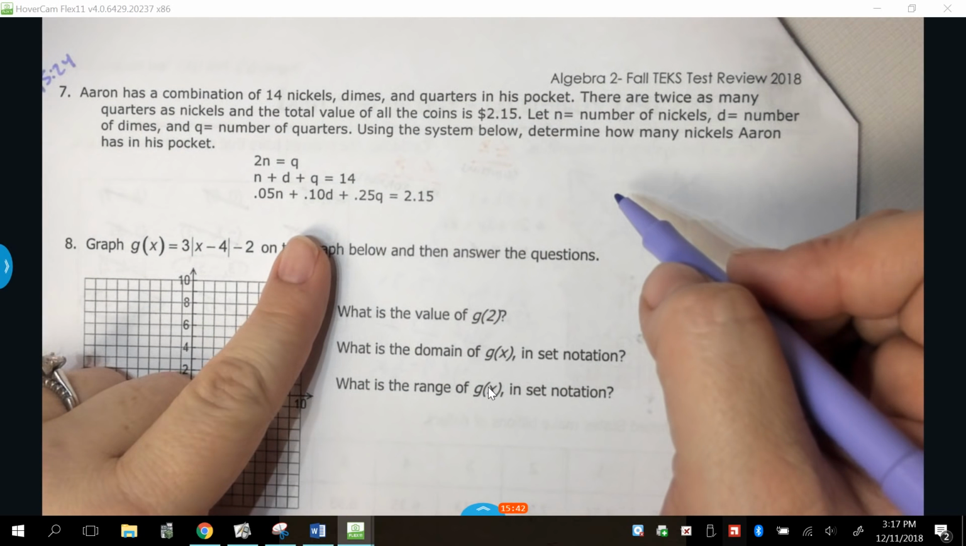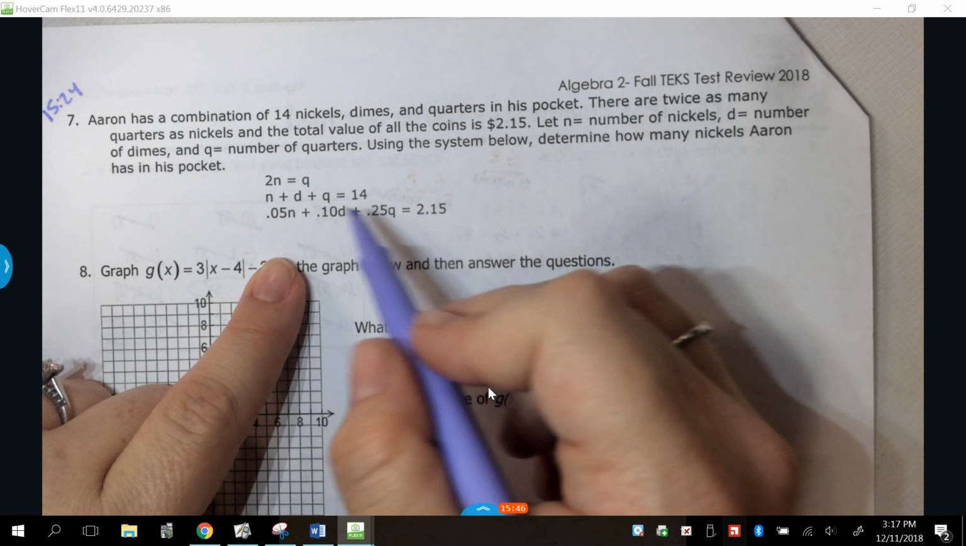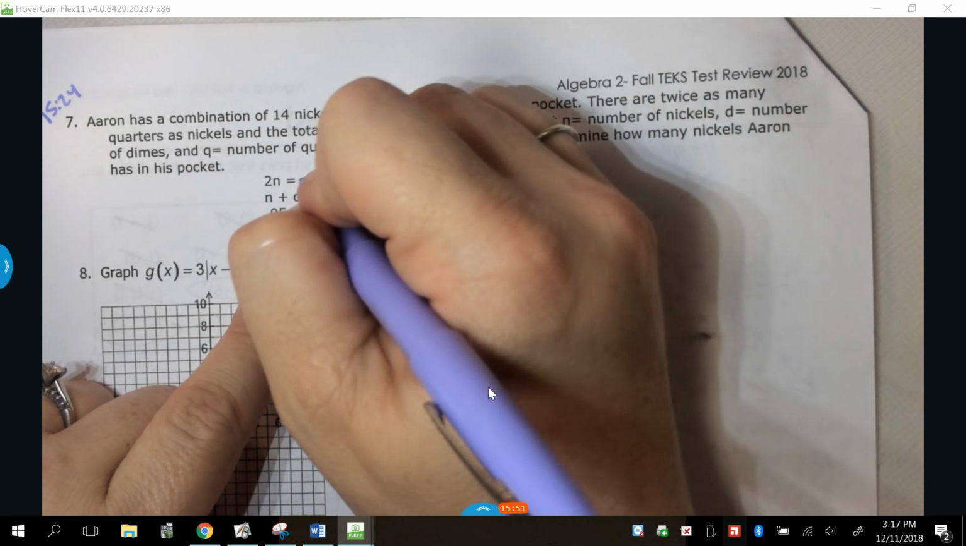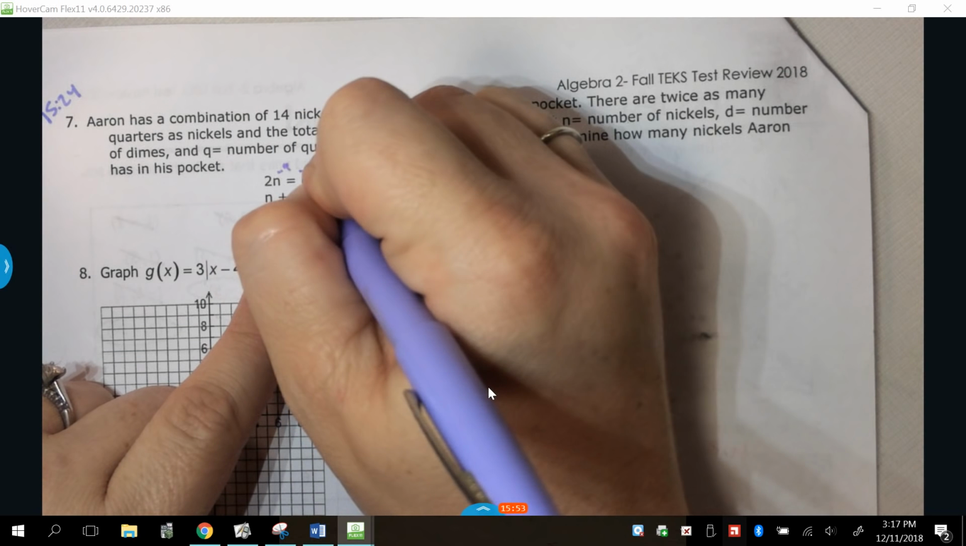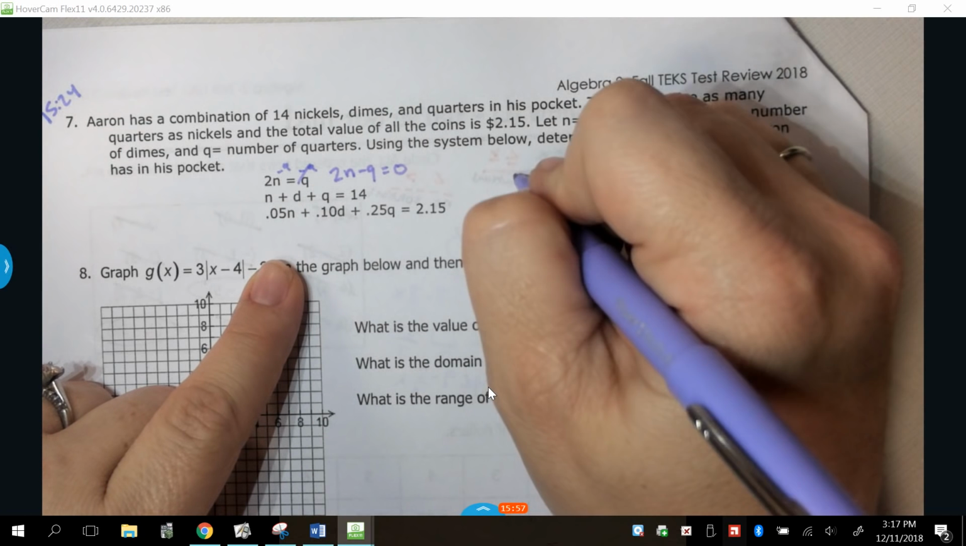Guys, we can make this into a matrix and have the calculator do it for us. These are already set up correctly with nickel, dime, quarter, nickel, dime, quarter. We need this to move the quarters to the other side of the equal sign. So minus Q, which gives me 2N minus Q equals 0. And now I'm going to build my matrix.